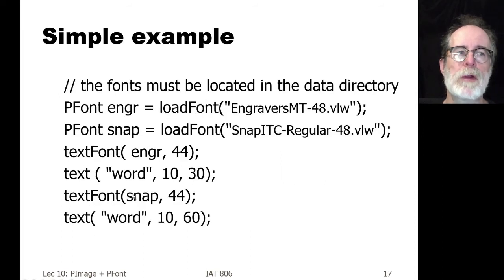So here's a simple little example. Basically what this does is it loads a couple of fonts that I've already worked out in the Processing system just now, and draws two copies of the word on the little drawing window. So what I'll do now is I'll just go to the Processing system and show how that works.